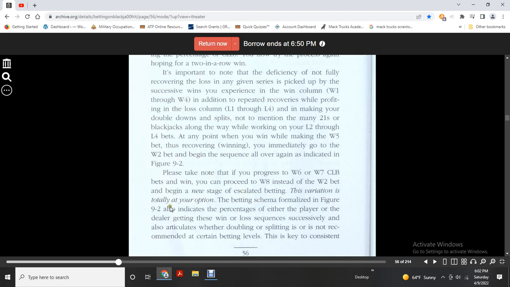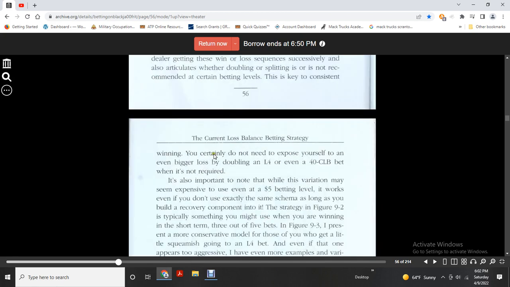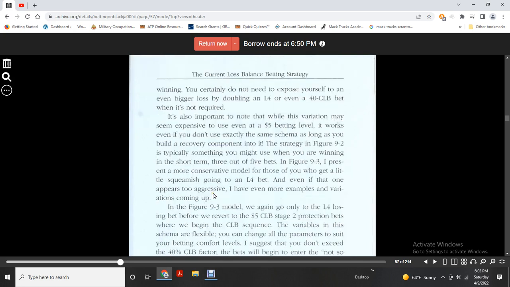The betting scheme is formalized in Figure 9.2, which also indicates the percentage of either the player or the dealer getting out of this win-loss sequence successfully. It also articulates whether doubling and splitting is not recommended at certain betting levels. The key is consistent: you currently do not need to expose yourself to an even bigger loss for doubling at L4, even if the $40 clearance losing bet was not required. It's also important to note that while the variation may seem expensive, the design works even at the $5 betting level. It works even if you don't use exactly the same scheme, as long as you build the recovery component into it. The strategy is Figure 9-2.